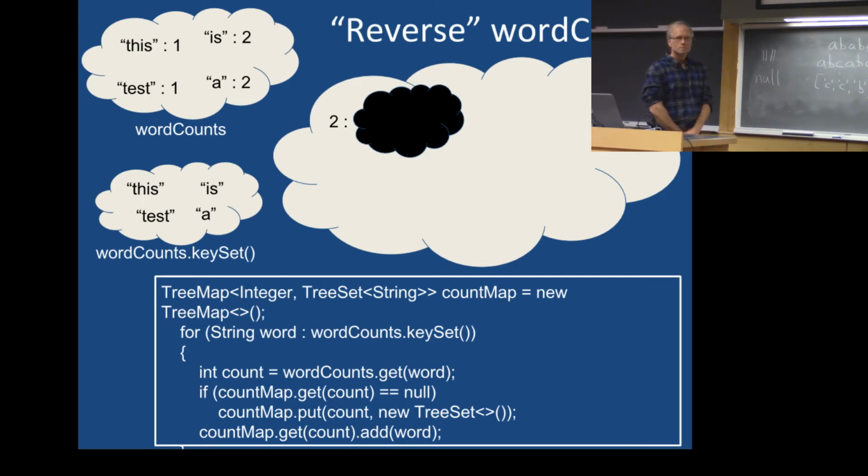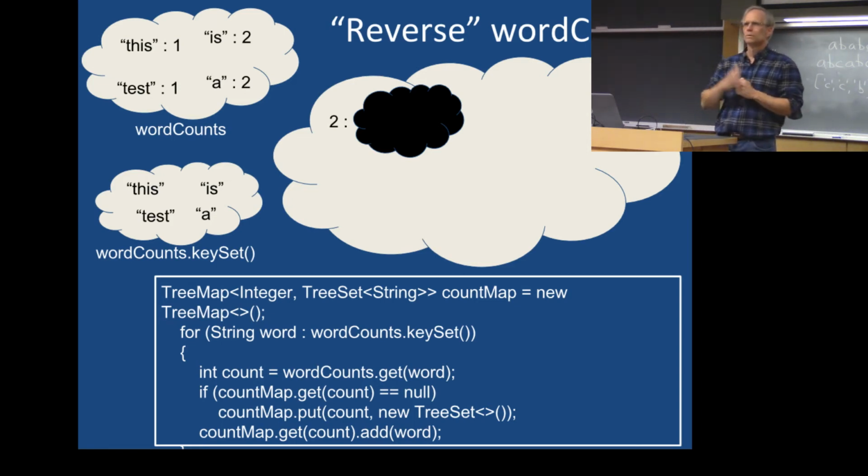It maps the set to the cloud. Right, it goes to count map and it gets out the value of 2. Well, what is the value of 2? Is it null? No, it's not null. Look at the picture. How would you describe the value of 2 up there? A black cloud? An empty set, yeah.